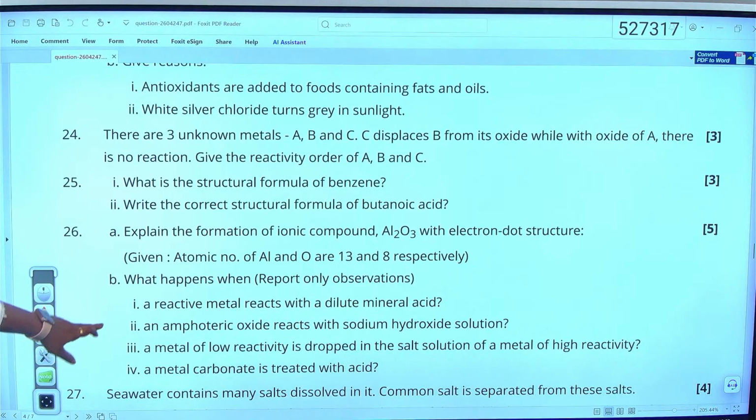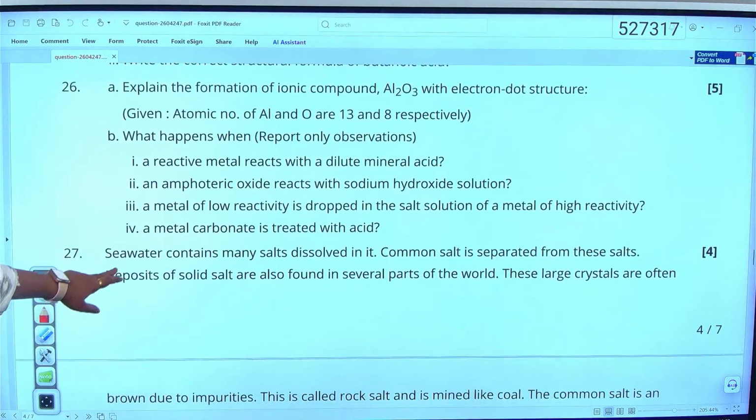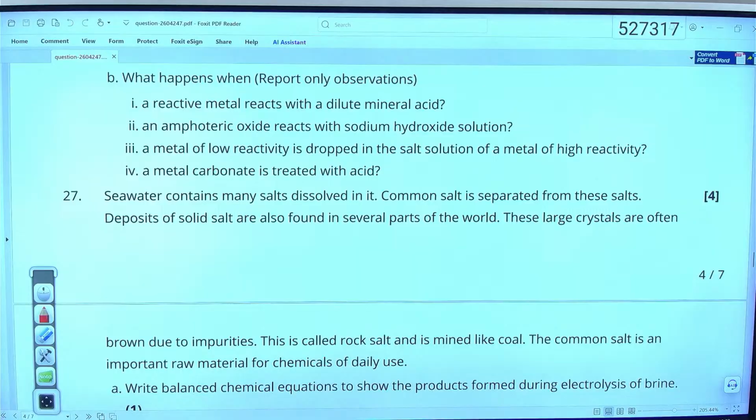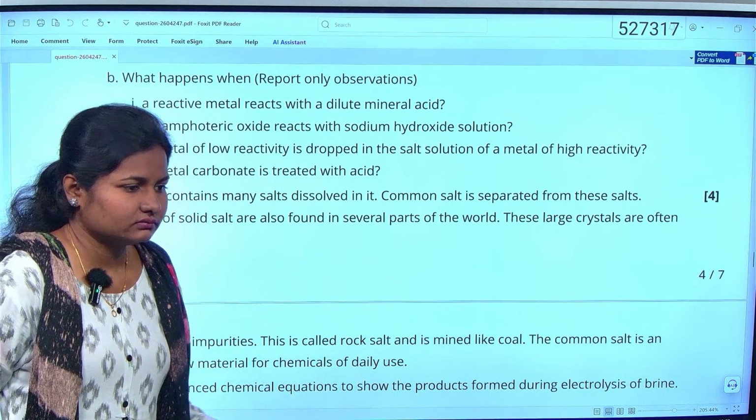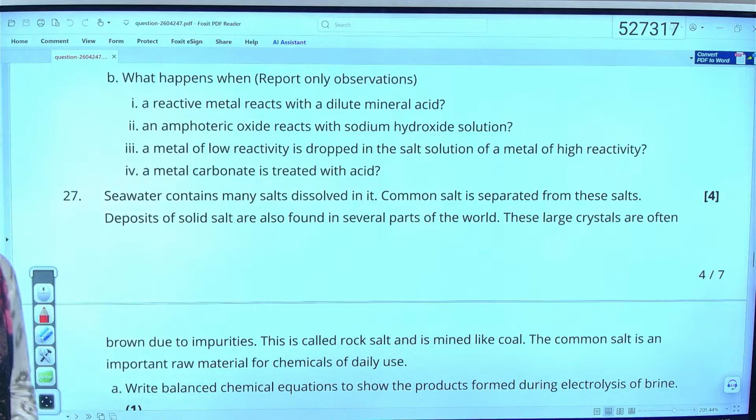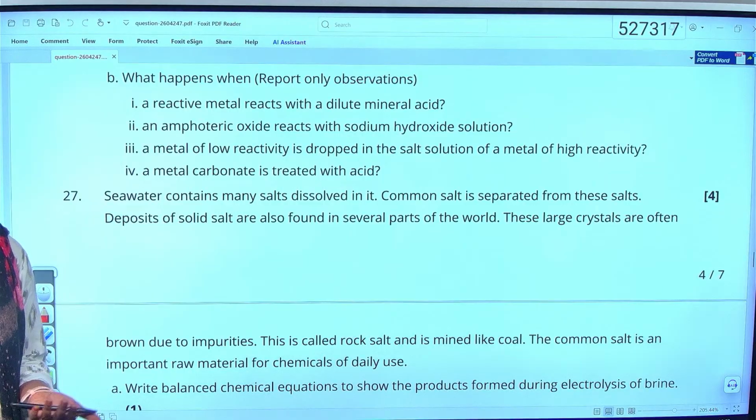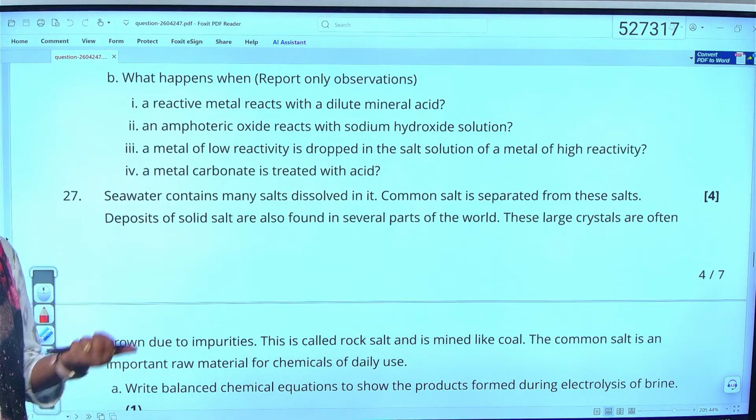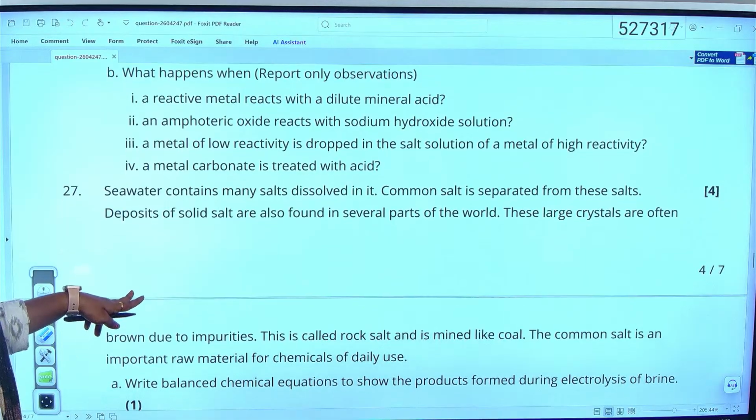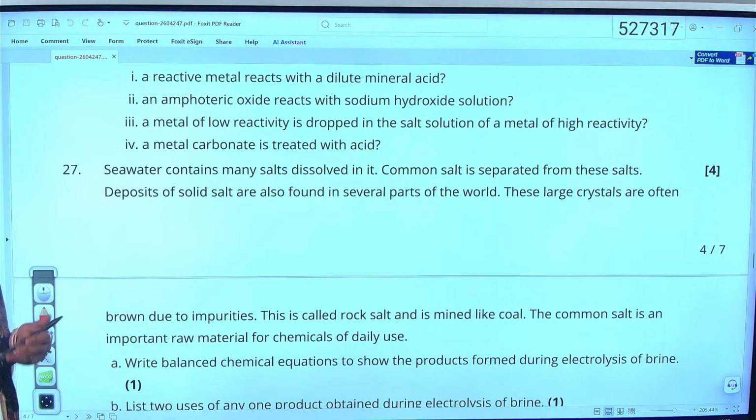What happens when a reactive metal reacts with dilute mineral acids? Metal plus acid gives salt plus H2O? Acid plus metal gives what? Salt plus hydrogen. Hydrogen gas will be liberated there.